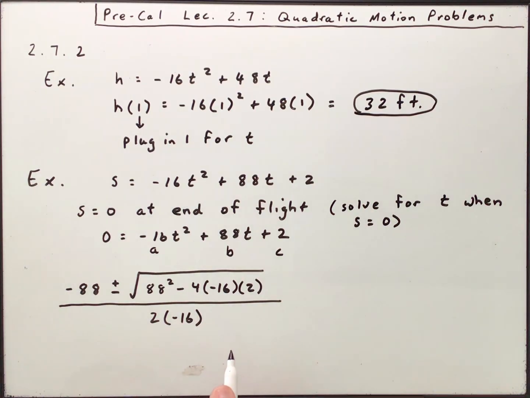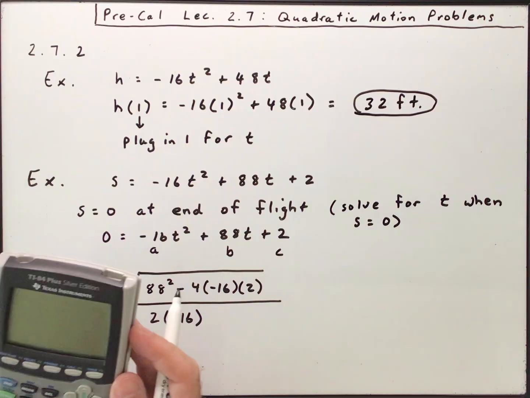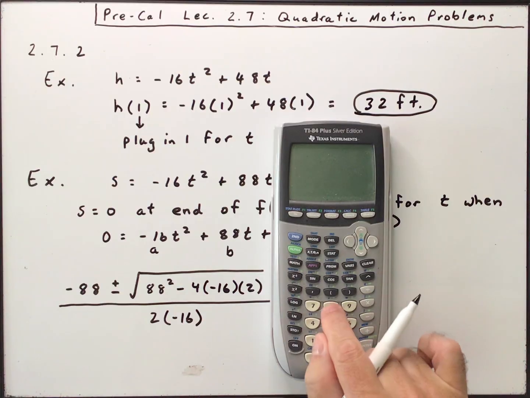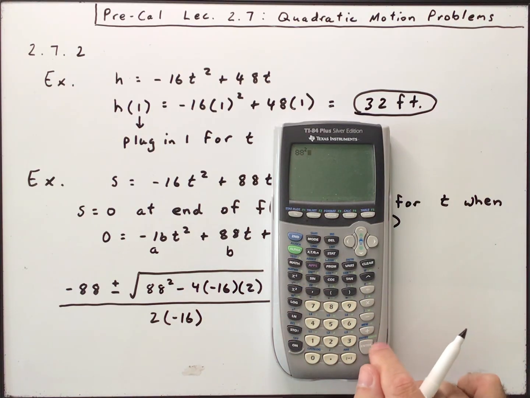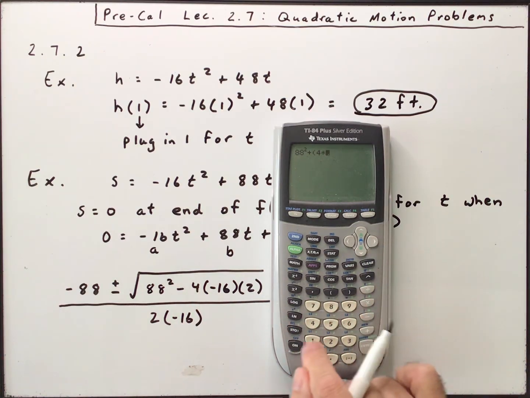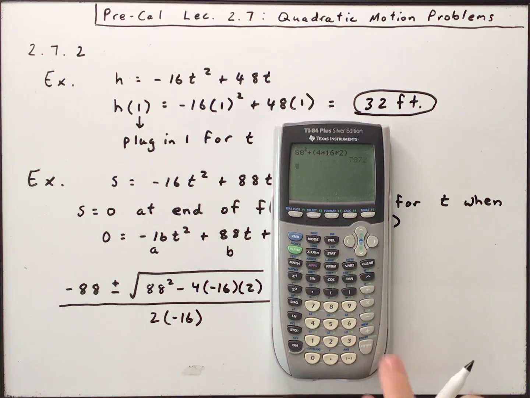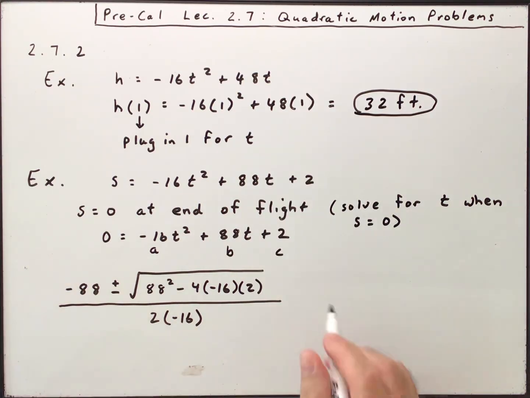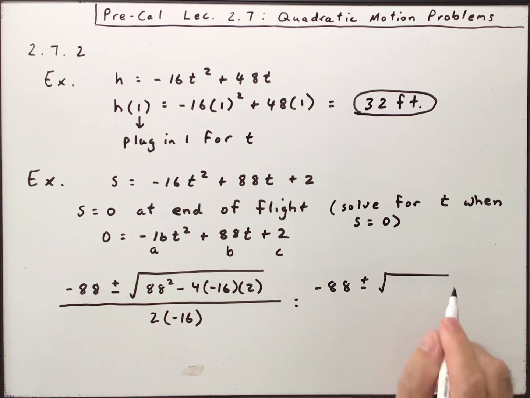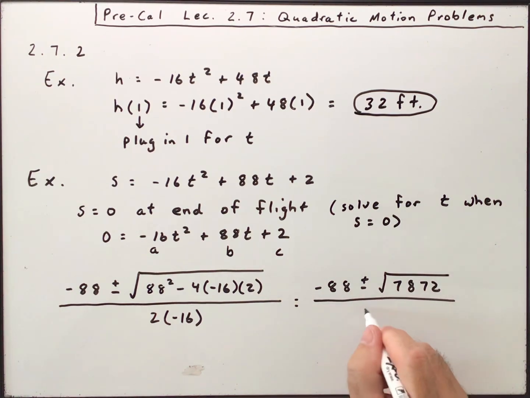All right. So that's going to end up being, I'm going to go ahead, in case you made a calculator error, so you can know what this is supposed to be. So under the radical, it's 88 squared plus, because 2 negatives make a positive, 4 times 16 times 2. All right, 7872 is what's under the radical. So I've got negative 88 plus or minus the square root of 7872 over negative 32.